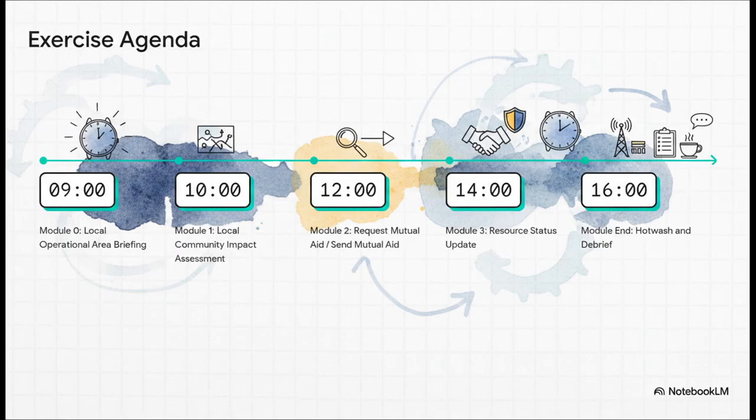You'll kick things off with the local briefing at 0900. Then, by 1000, the exercise officially begins with local impact assessments. Come noon, players shift gears to requesting mutual aid, and by 1400, they're managing resource status updates. Finally, at 1600 sharp, the exercise halts completely for the hot wash.